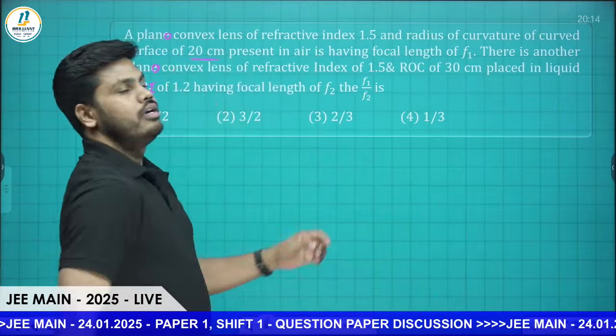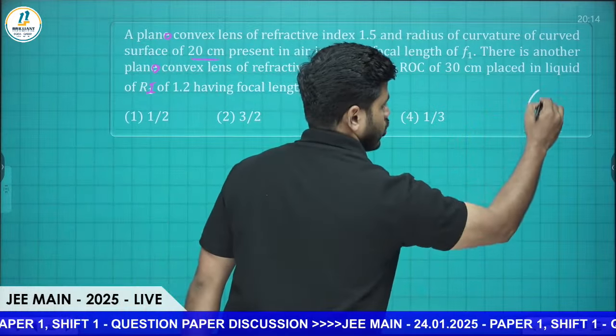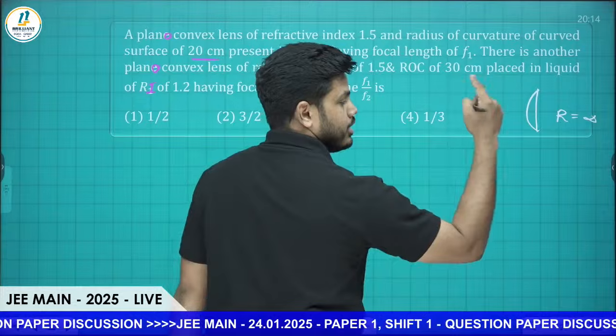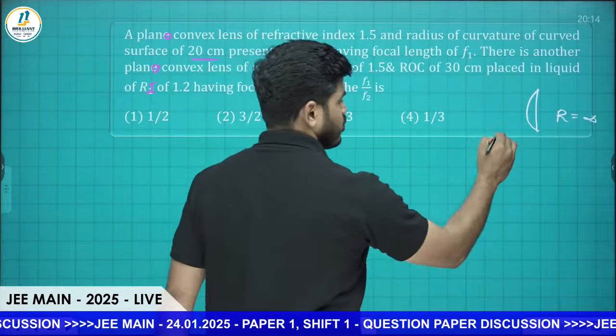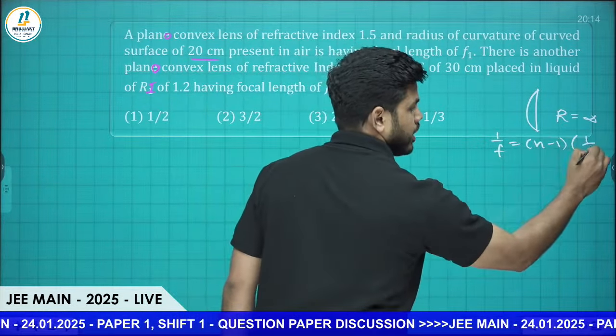We know how to find the focal length of a plano-convex lens. If it is a plano-convex lens, one of the radii of curvature will be infinity. So when we write the lens maker's formula, we get only 1 by f is equal to n minus 1 into just 1 by r, because the other one will be 1 by infinity, that is going to be 0.